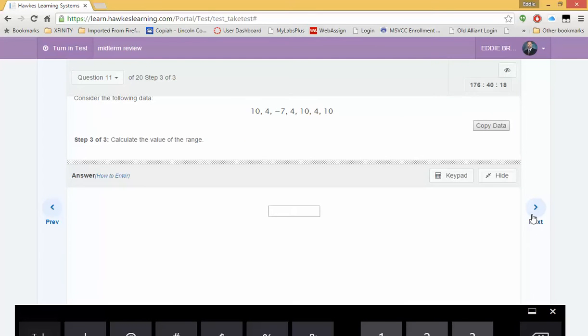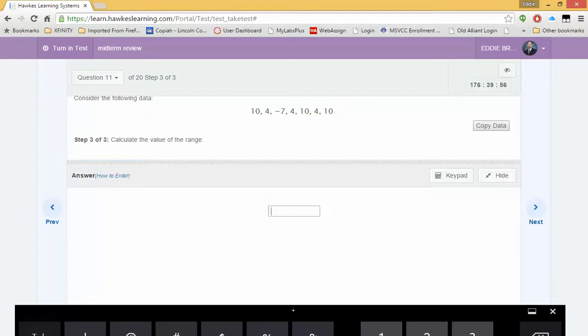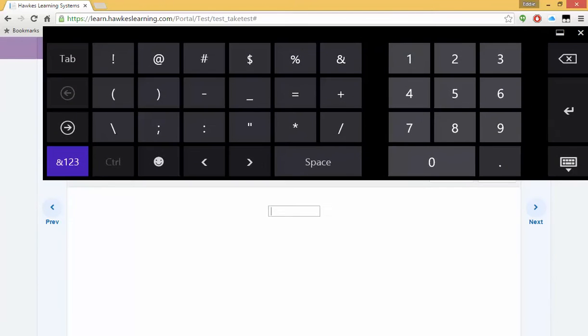Calculate the range. So the largest value minus the smallest value. It looks like the largest value is 10, the smallest value is -7. So 10 minus -7. That's 17.